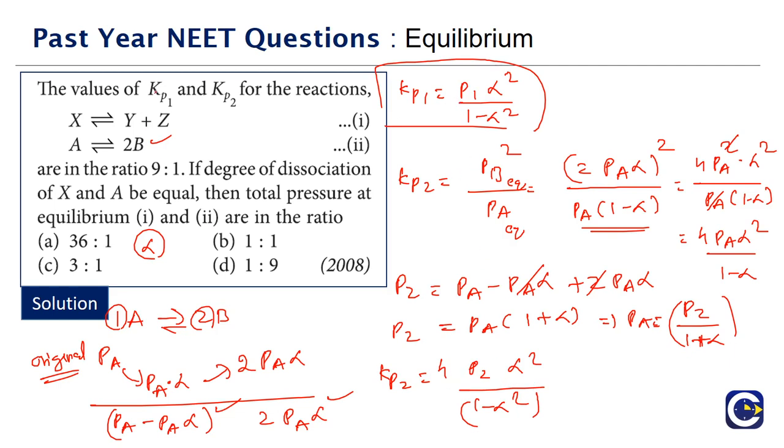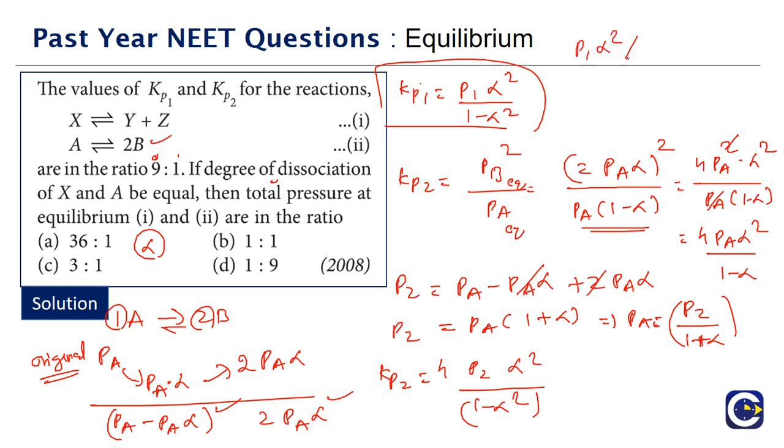Now what is the given information? The values of Kp1 and Kp2 are in the ratio 9:1. Then we have to find the ratio of their total pressures. So look at this, what is Kp1? So here we just have to do the Kp1 by Kp2.